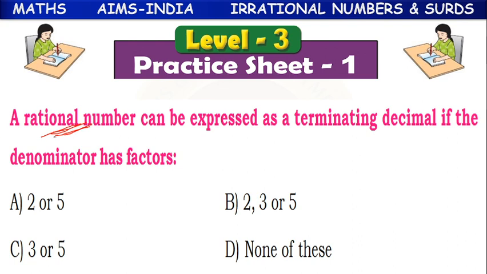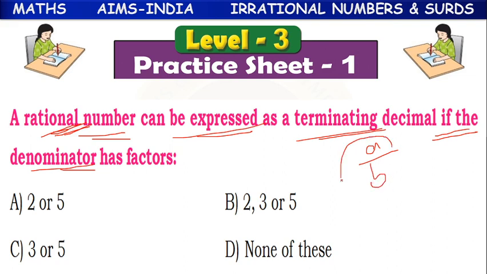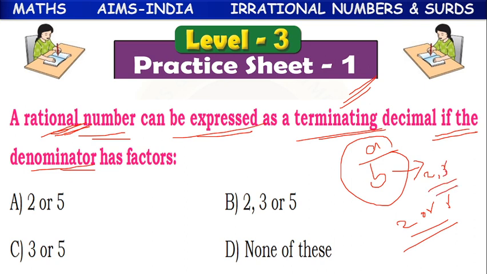Let's see the questions. A rational number can be expressed as terminating decimal if the denominator has factors. Any rational number A by B can be written as terminating decimal if it has in the denominator 2 or 5, either 2 or 5 or both, but not any other factor. So A option is the correct answer. If it has 3, it cannot be written as terminating decimal. If it has 3, here also it is 3. No.